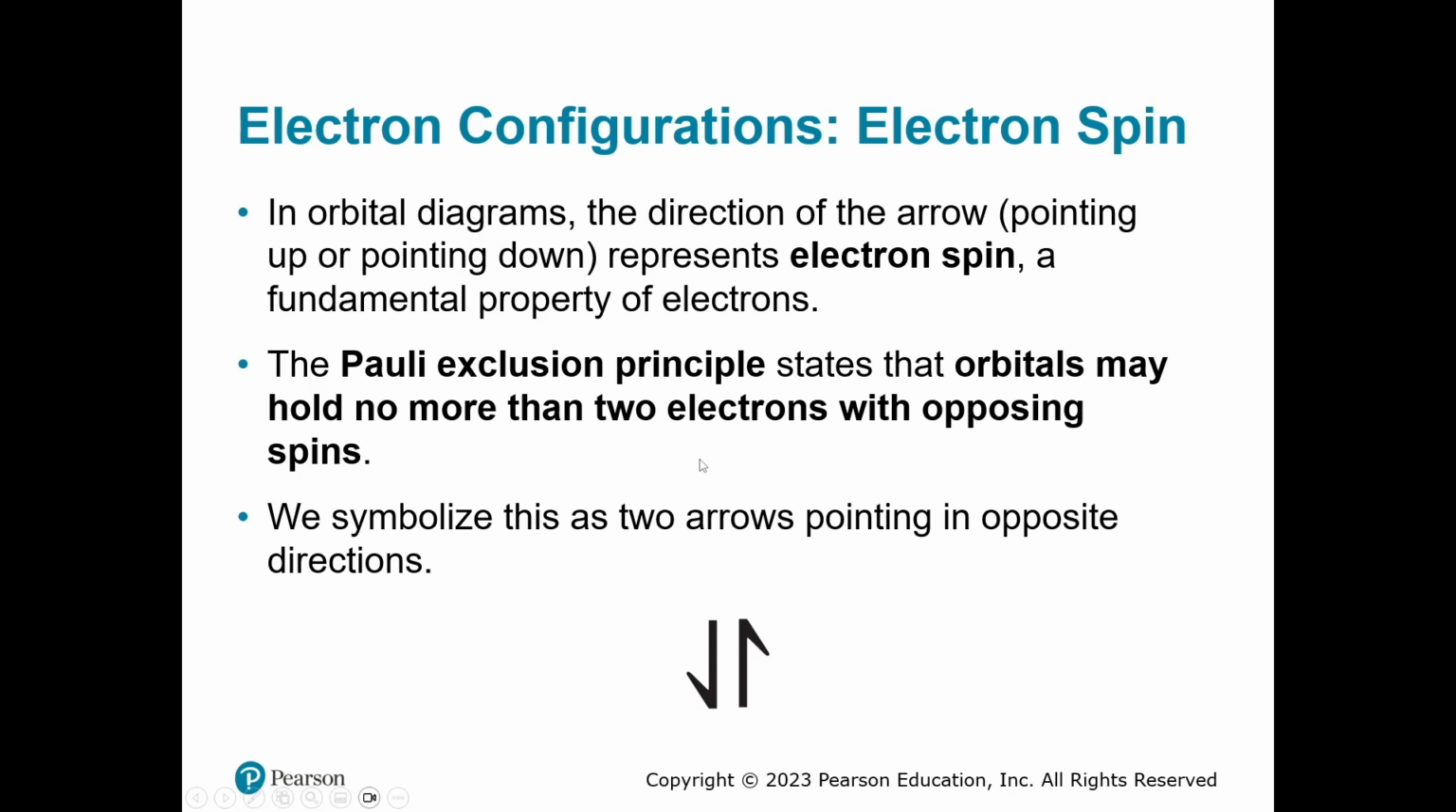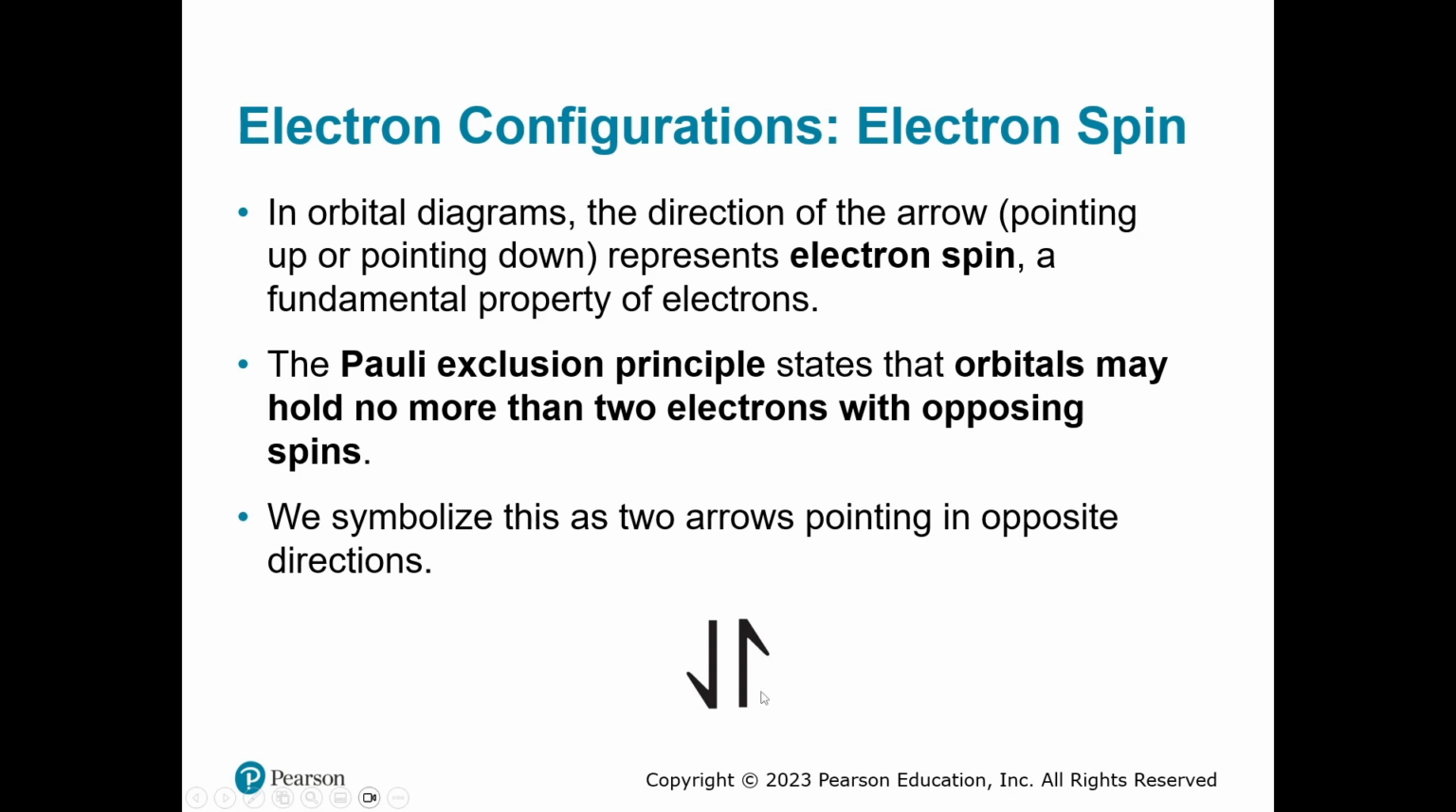So all we need to know is that electrons have spin. They can either be spin up or spin down. In order for us to put 2 electrons in a single orbital, we have to have opposite spins. So we cannot have paired spin. We can't have 2 spin up or 2 spin down. We have to have 1 spin down, 1 spin up.